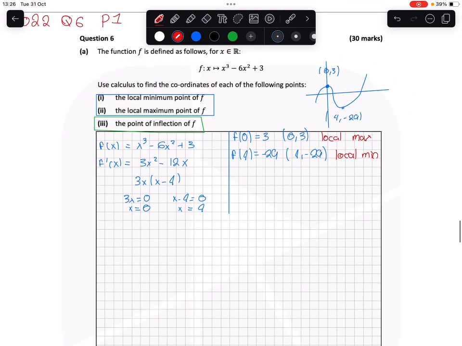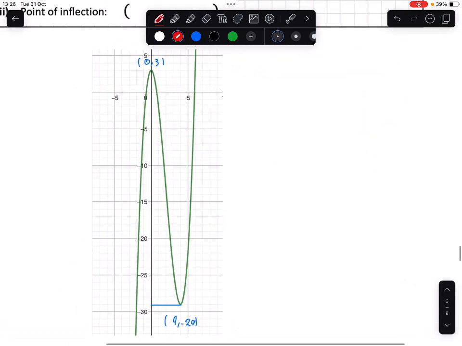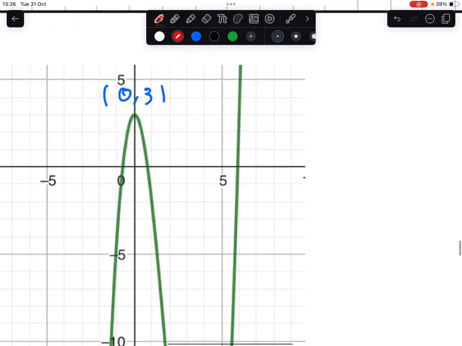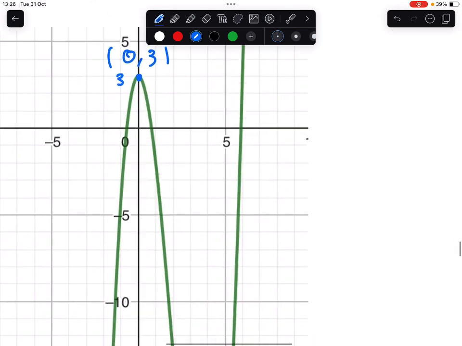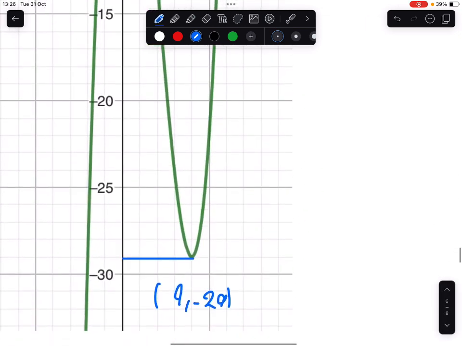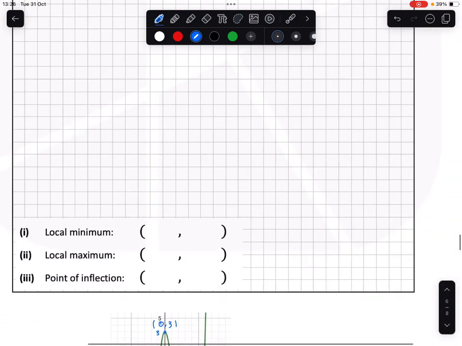And what I've done below is use GeoGebra just to graph this out. So if you type in that function, this is what it gives you. And we can see at the very top, although it's not written, this point right here is 3. So that gives us the point 0, 3, which is the max. And then if we go all the way down, we have this bottom point here, which is when x was equal to 4, which gave us negative 29. So we know the local minimum is going to be 4, negative 29, and the max is going to be 0, 3.